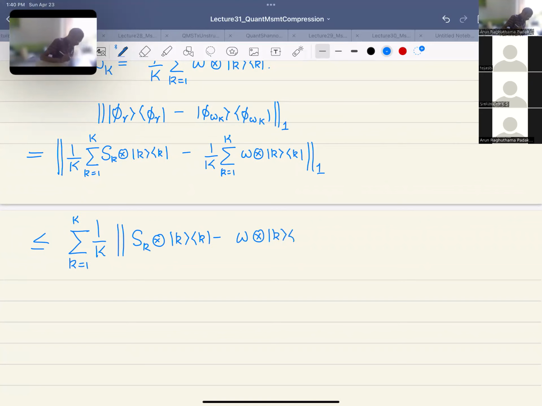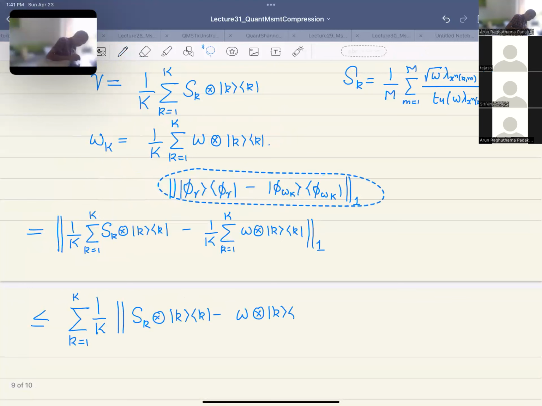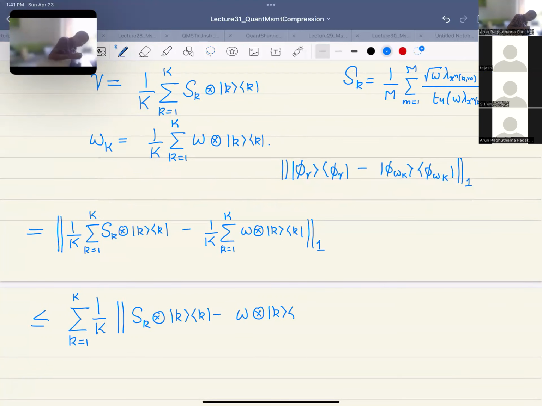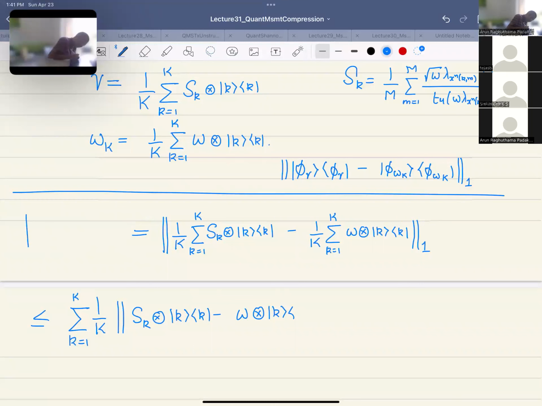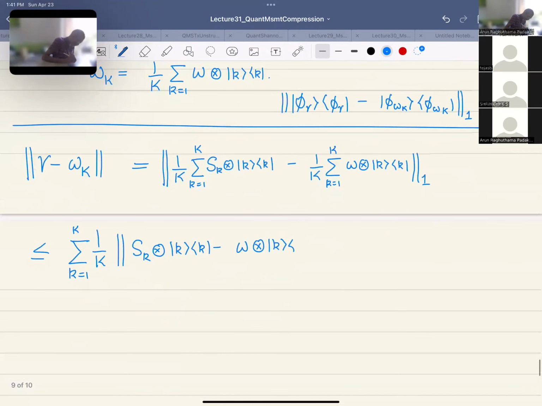Oh, I'm sorry. This is wrong. I was after this. This is something else. So I'll just put this line. This is a very important step. Can I say this? Gamma minus omega k. This is this. Can I say this is this?